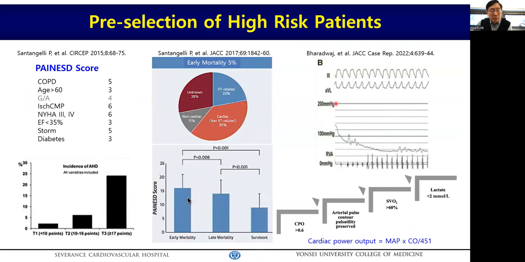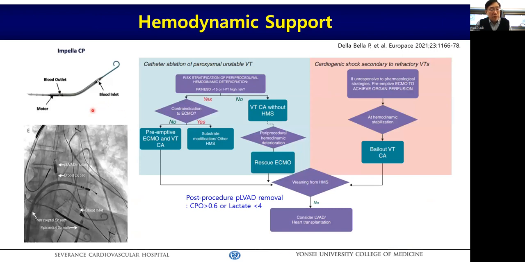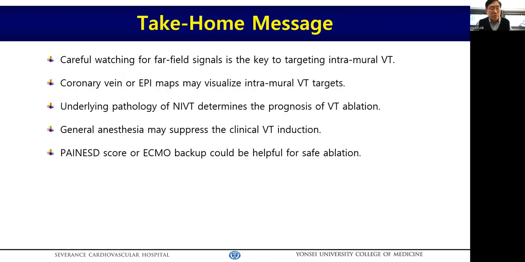Because blood pressure and circulation become very poor after VT induction, you need to carefully monitor cardiac output, arterial pulse, PHE, or lactate level. Percutaneous LVAD, this one, this one, we call it Impella. It's very useful in patients with hemodynamic instability, and Della Bella provides this decision tree. The problem is early weaning of the Impella LVAD could result in decompensated heart failure. Therefore, cardiac output, PHE, or lactate monitoring is essential for those high-risk patients.